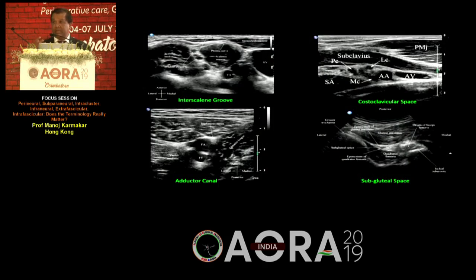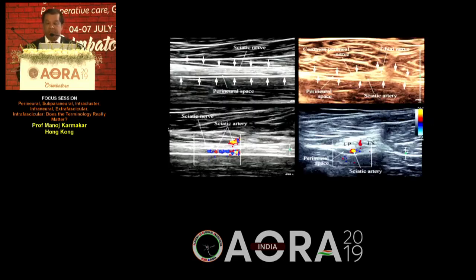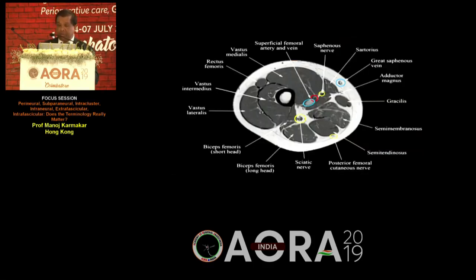This space is laden with adipose tissue. It can also be visualized in the sagittal view. This space is not only filled with fat, there are vascular structures, veins, arteries, lymphatics. So all these do matter when it comes to your performing the block, either for the good or for the bad.